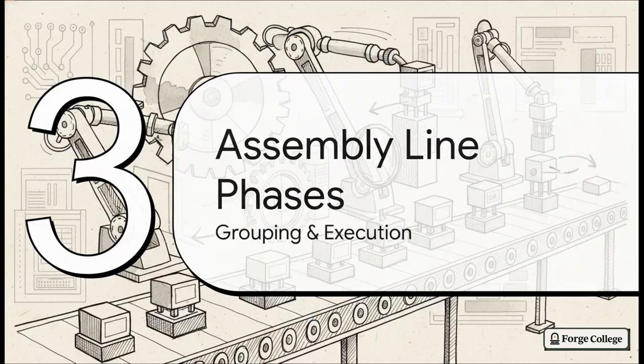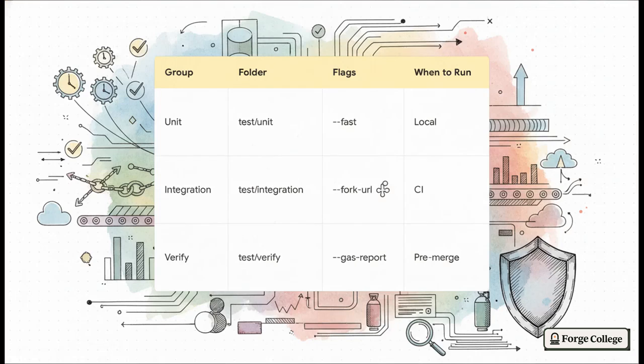Which brings us to Section 3, the assembly line phases, grouping and execution. Okay, so we're going to break our tests down into 3 very distinct, manageable phases on this conveyor belt of ours. First up, the unit group. These are your lightning-fast checks with deterministic assertions, and you run these on every single local change. Next, integration. These are much broader. They handle external state, usually grabbing a fork URL, and you'd run these manually or let your CI pipeline handle them. And finally, verify. This is your heavy-duty pre-merge pipeline audit.